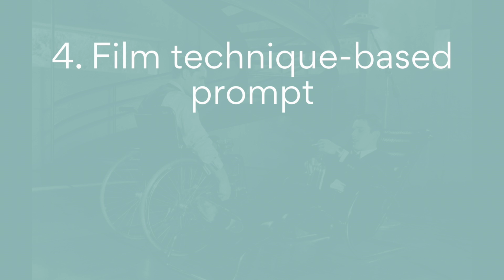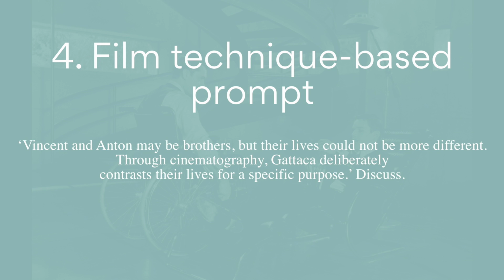The fourth example is a film technique based prompt. Now, if you're doing a text or a book, it will be a metalanguage technique based prompt. Man, that was a bit of a tongue twister. So here what I've got is Vincent and Anton may be brothers, but their lives could not be more different. Through cinematography, Gattaca deliberately contrasts their lives for a specific purpose.